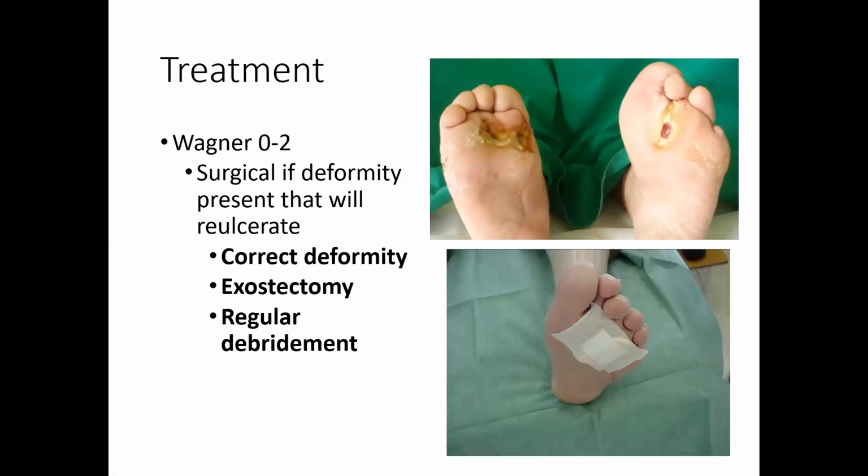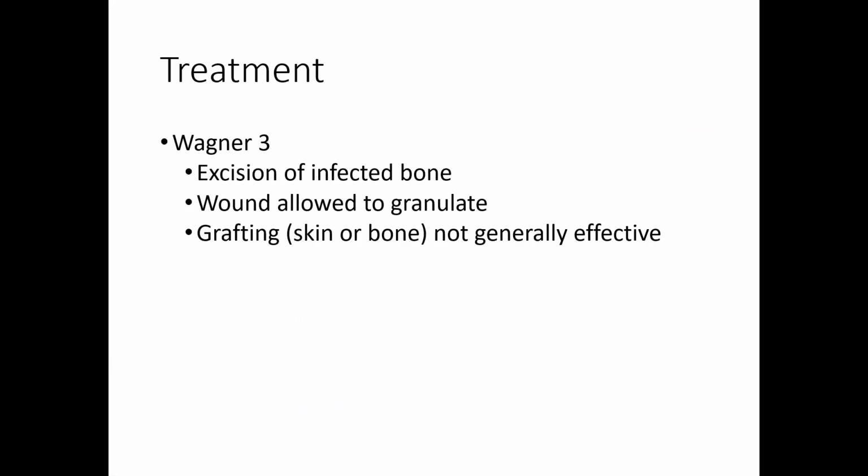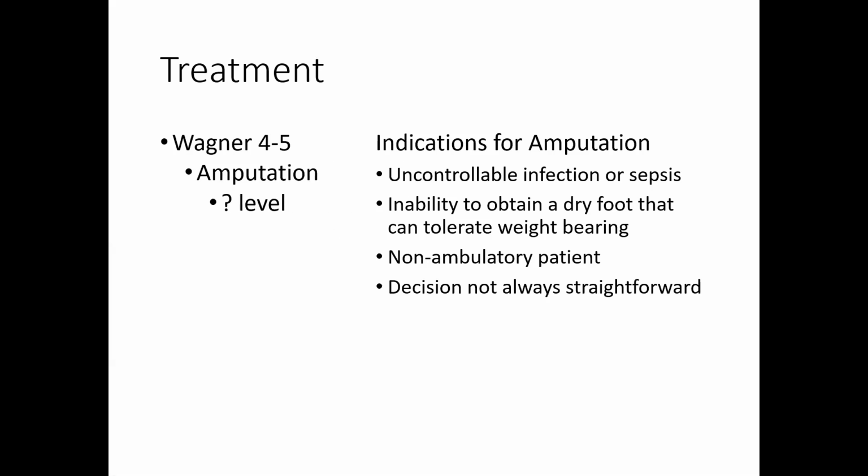Coming to the treatment of Wagner 0 to 2, if surgical treatment is required and deformity is present, it should be corrected. Otherwise, it will lead to reulceration. Correct any deformity, exostectomy, or regular debridement if required. Coming to Wagner class 3, excision of the infected bone, because here we are talking about osteomyelitis, right? The wound is then allowed to granulate. Grafting with skin or bone is not generally very effective. Just remove the dead tissue and infected tissue.